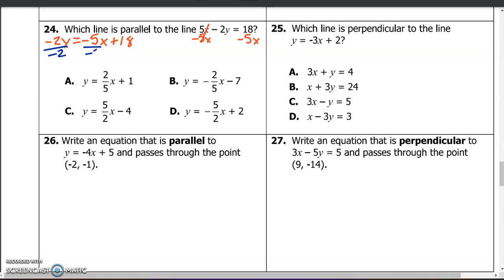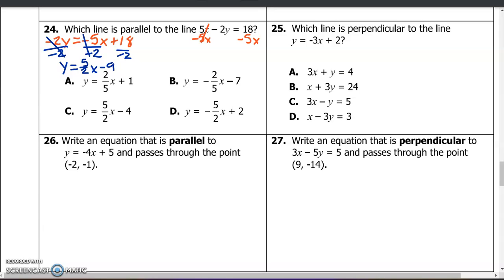This is a very good example of a question where you have to make sure you divide by negative 2 and not just 2, because if you divide by 2, you'll get the right fraction with the wrong sign. So always make sure you divide by the exact number in front of y, positive or negative. So we get y equals 5 over 2, but these negatives cancel out, so it's positive 5 over 2x. And then here we have 18 over negative 2, which makes this negative 9. So we get y equals 5 over 2x minus 9.